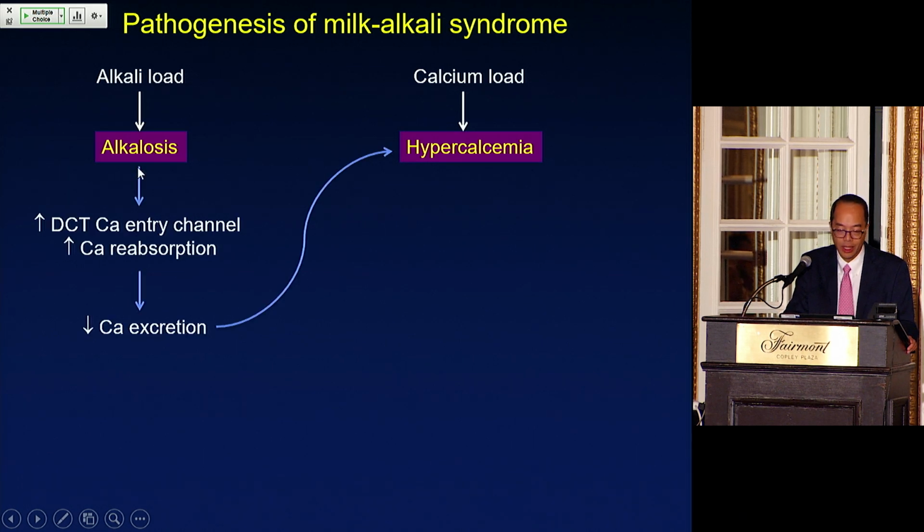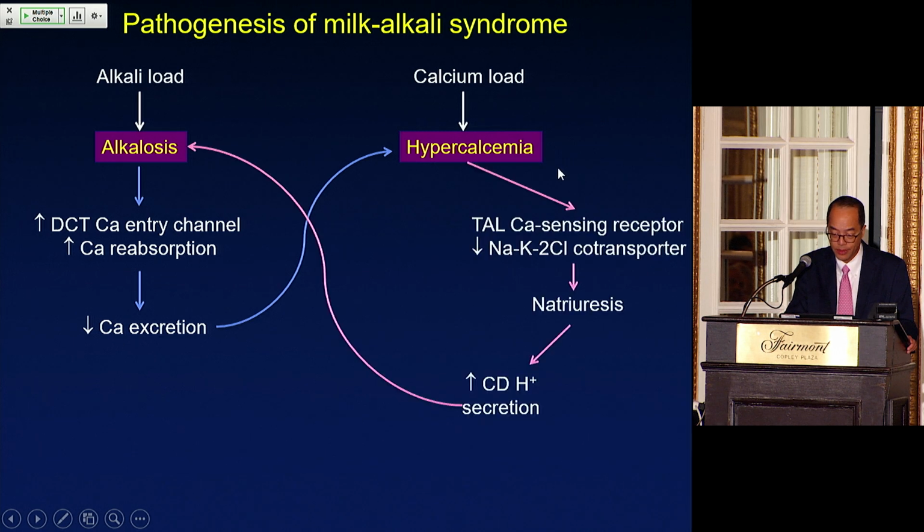This causes a two-armed, pronged response, if you will. So alkalosis actually increases calcium reabsorption in the distal convoluted tubule and decreases calcium excretion. So any calcium that's being ingested is actually being conserved rather than being excreted. And conversely, calcium itself, through its action, we think, on the calcium sensing receptor in the thick limb, actually increases collecting duct hydrogen ion secretion, and therefore worsens any alkalosis.